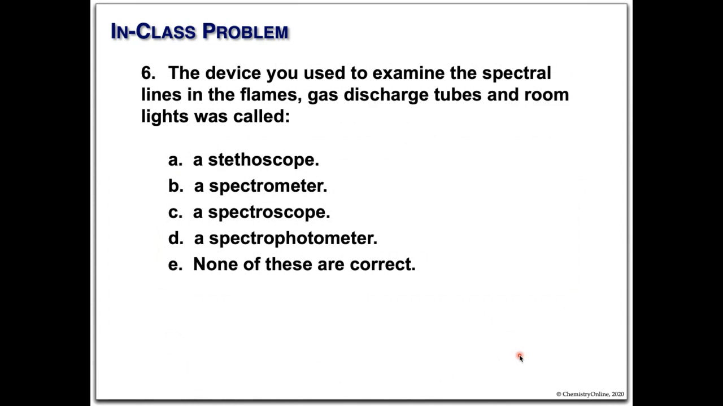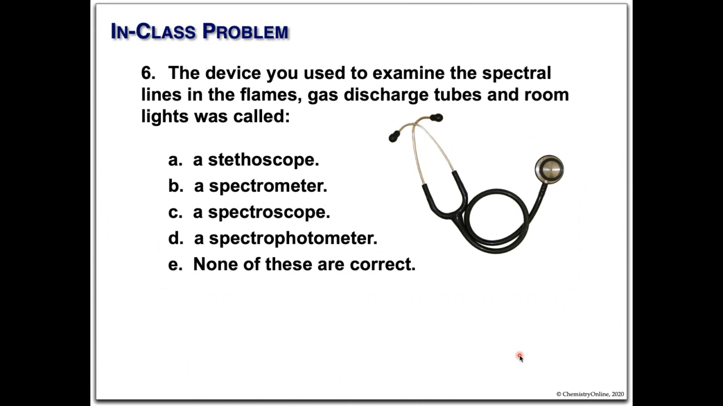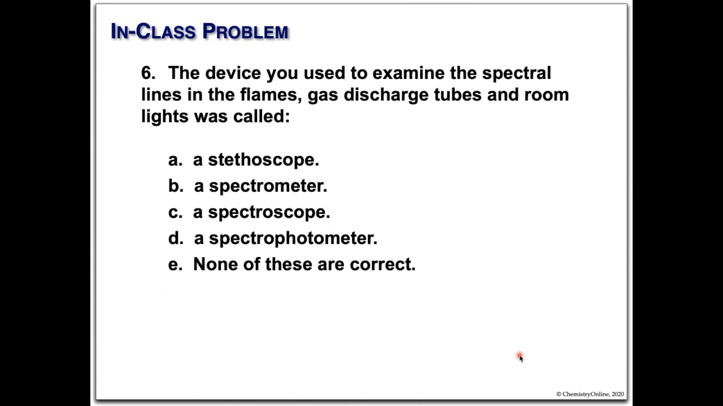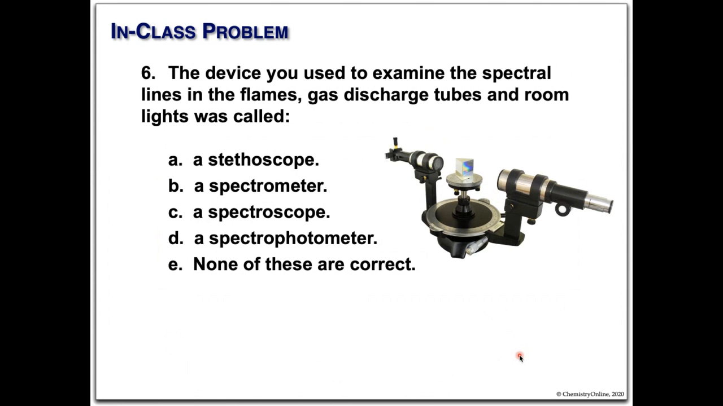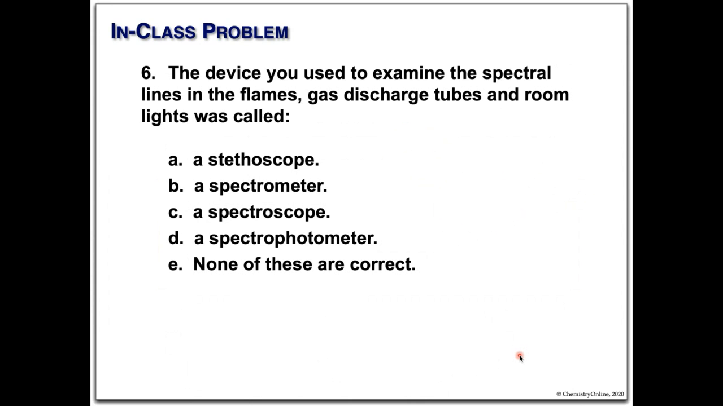Now, as we did this lab, we looked at the nice little lines first from the fluorescent tube and then from all the little gas discharge tubes. And we wrote down wavelengths and stuff like that for them. The instrument that we used was what? Was it a stethoscope? No, not a stethoscope. A spectrometer. Well, a spectrometer is kind of a really fancy version of what we used, but no, that's not what we used. A spectroscope.